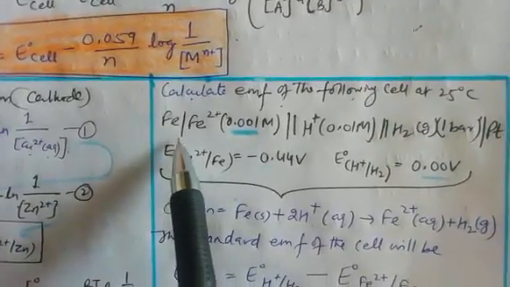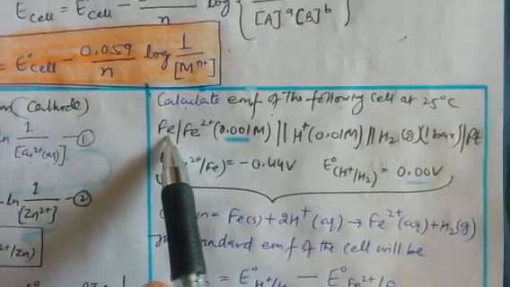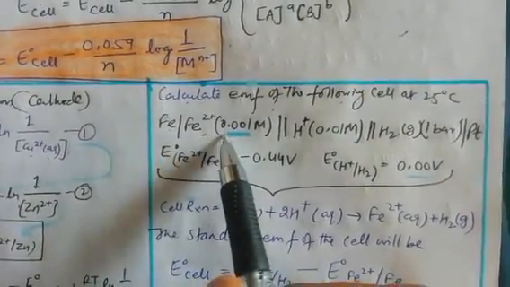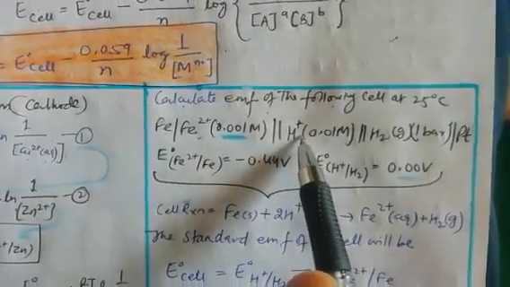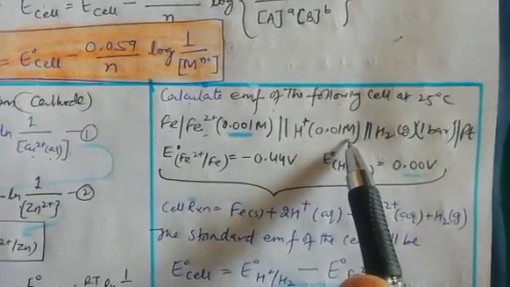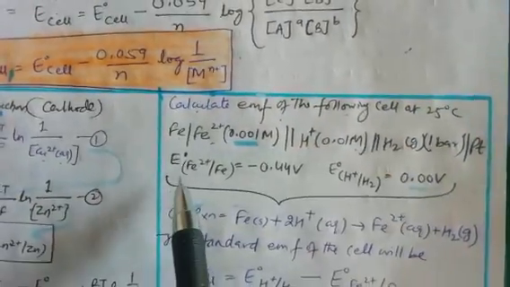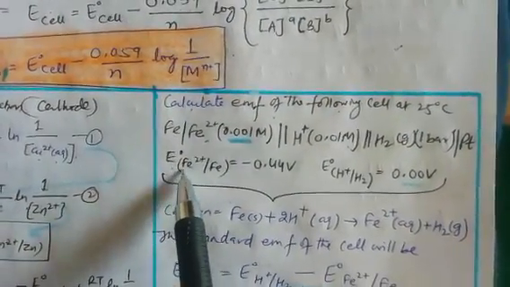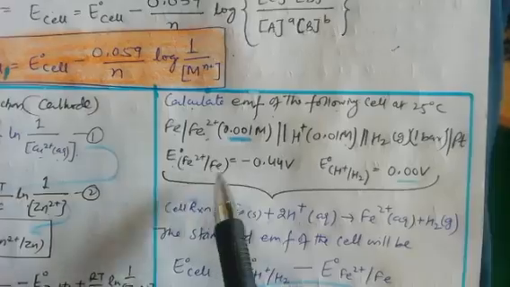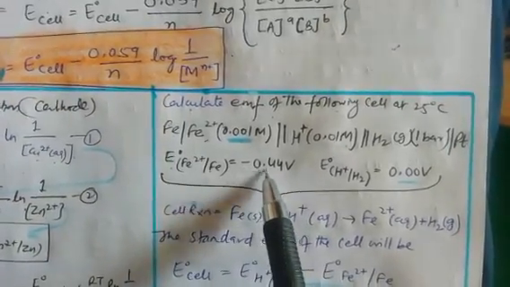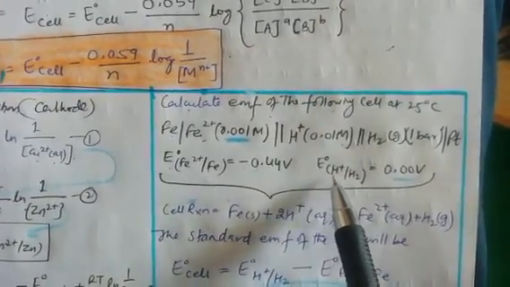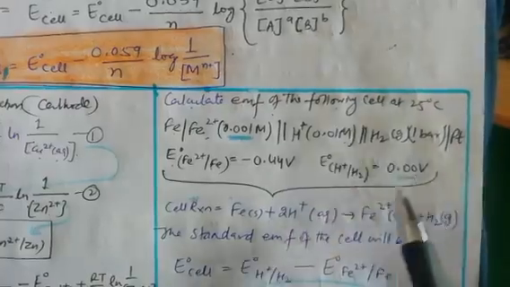Let's take the example. This is given in your NCERT book also. Iron is converting to Fe2+ at 0.01 mole. H+ is converting to H2 at 0.01 mole. Okay, so as per that EMF series table which we have discussed, E naught for Fe2+ converting to iron is minus 0.44 volt, whereas E naught for H+ into H2 is 0.00 volt.